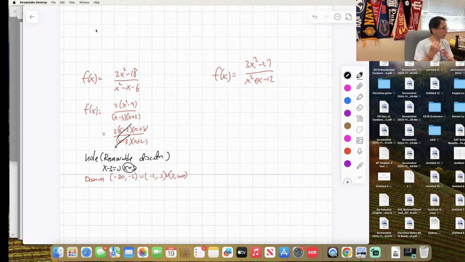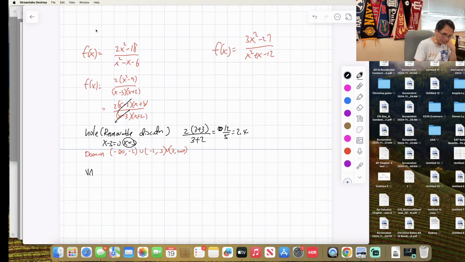Now, located at 3, what's the y value? We're going to plug it back into the new equation. So it would be 2 times 3 plus 3 over 3 plus 2. So it'll be 2 times 6, which is 12 over 5. So roughly 2.4. So (3, 2.4) is where the hole is. You're going to plot it like a coordinate over there, but it's a hole rather than a dot. Am I going too fast? Okay.